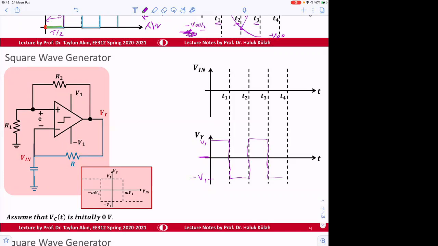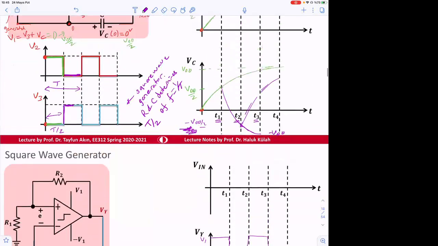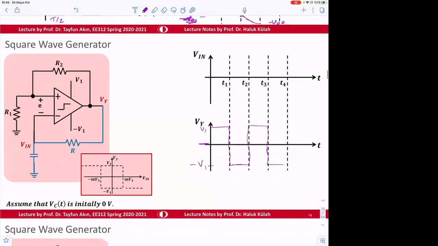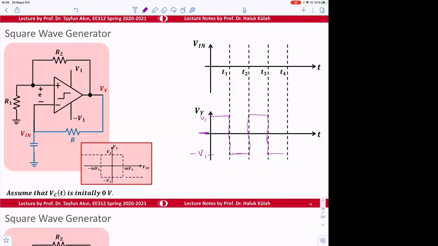Square wave generator is again a similar concept, like how to make a circuit which will be generating a signal Vy, a repeating signal. So this repeating signal can be obtained with this what is called Schmitt trigger circuit.